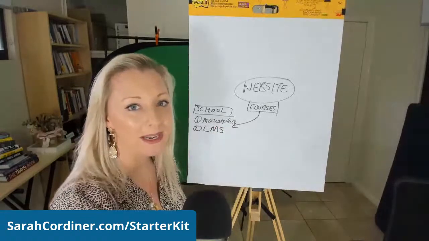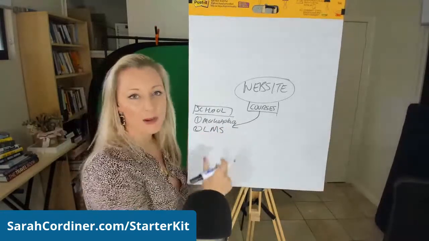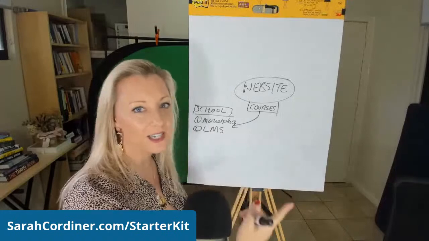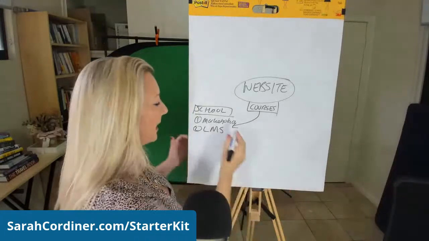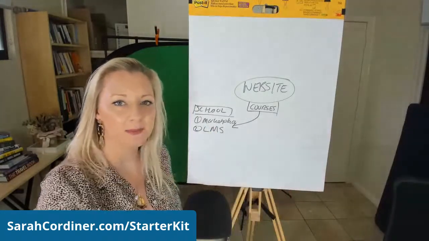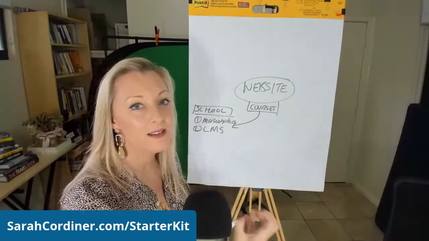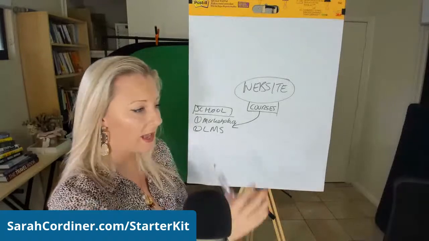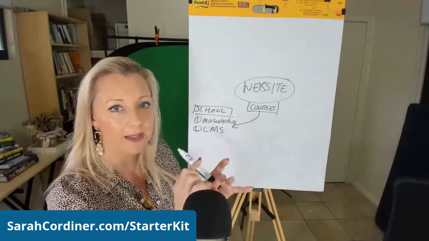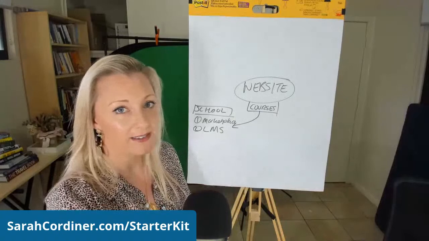Now, the other place is your LMS. This is a learning management system. Now, these are platforms like Thinkific, Teachable, Kajabi, New Zenler. These learning management systems are basically pieces of software that have been specifically designed to help you easily and quickly create and sell online courses. They are made to be drag and drop, fill in the gaps, and are really, really simple to use.